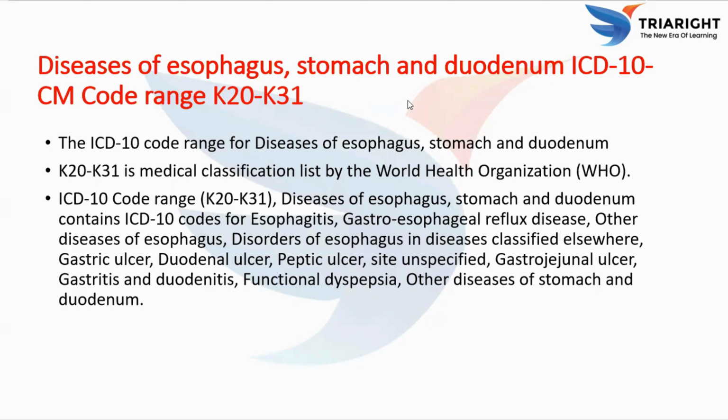So in the code range of K20 to K31, these are the codes involved. What are they? Diseases of esophagus, stomach, and duodenum. Contains ICD-10 codes for esophagitis, gastroesophageal reflux disease, other diseases of esophagus, disorders of esophagus, duodenal ulcer, gastric ulcer, peptic ulcer, gastrointestinal ulcer. So all the types of ulcers related to the stomach, right?